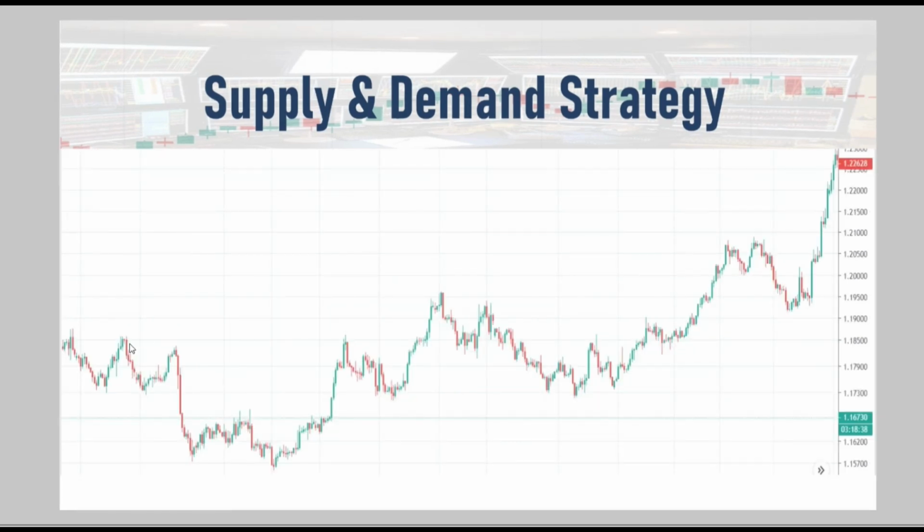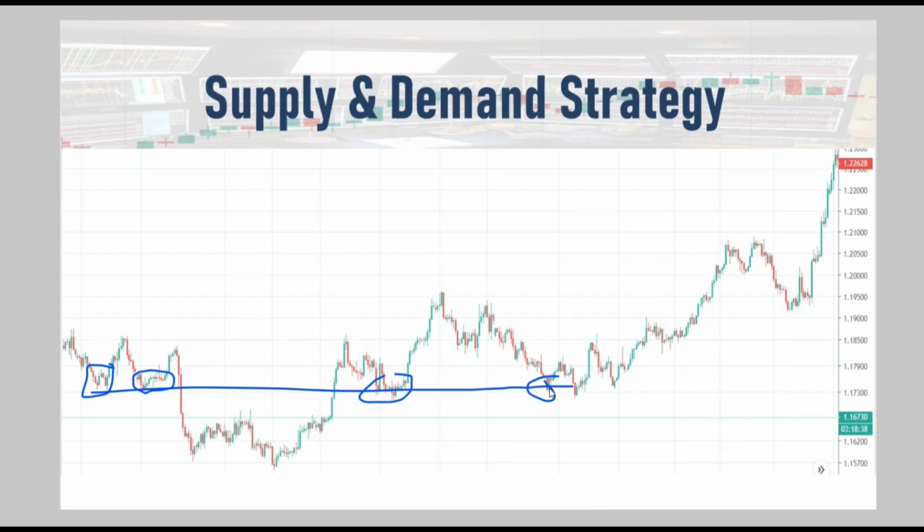Okay, so this is a nice support right here. So we have multiple touches. That's what you're looking for, guys. Multiple touches. Support right here, guys. Support right here, right? Support right here. Okay, and then notice how price is basically holding this support level right here. Notice how we have price shooting out of this level.